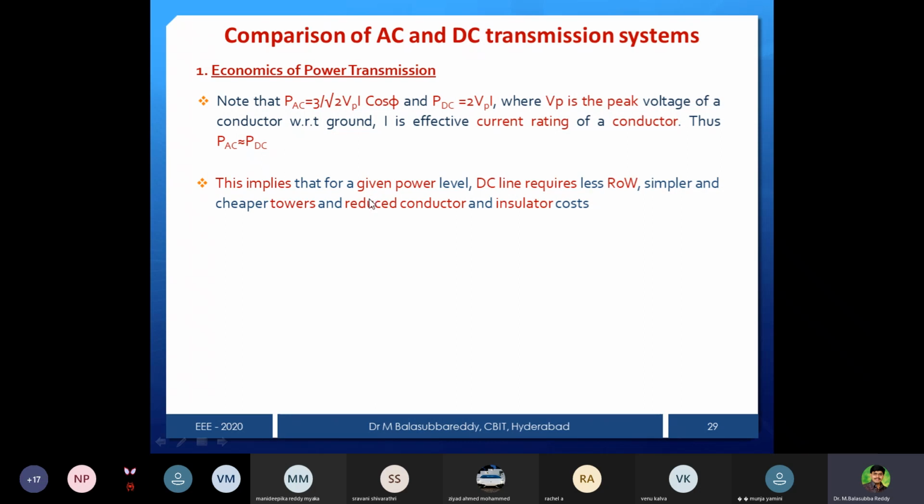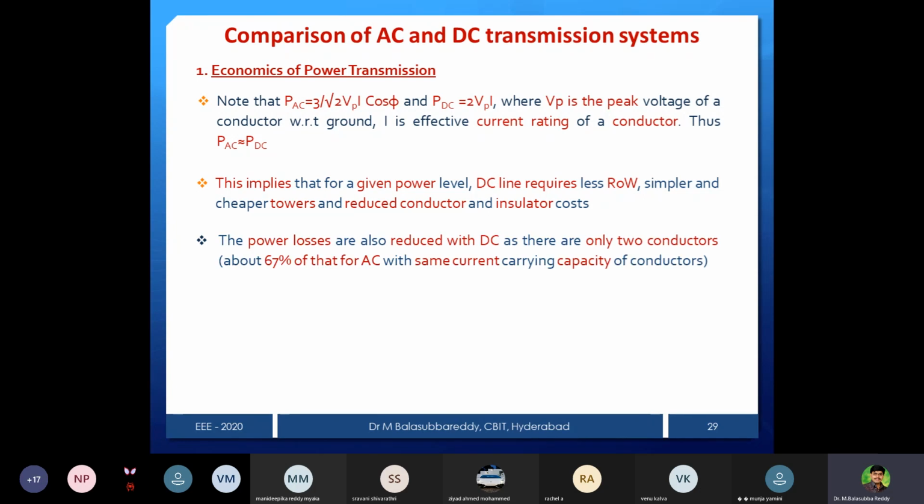So it is very simple, with cheaper towers and reduced conductor and insulator cost. Conductor size is reducing and insulator cost is also reducing, because if I use the AC side, we need three conductors, and for each conductor we have to use insulators. So when you are transmitting the same amount of power through DC, these are the benefits. Conductor size will reduce, insulator cost will be reduced, and right of way will be reduced. All these things are benefited, and power loss also reduces. Obviously, when conductors are fewer, power loss will also be less.